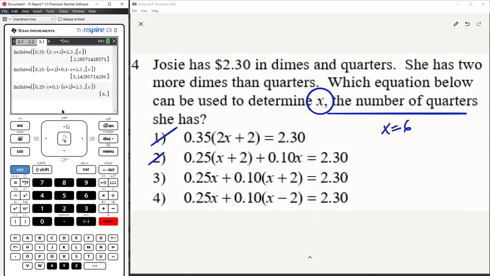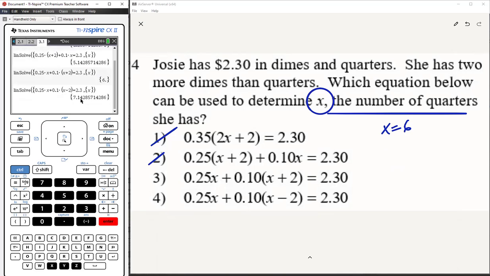I just want to do one more. In this case, I'm just going to copy this because the only difference between the two equations is that one has a plus 2, the other one has a minus. So I'm just going to come in here and make this a minus, and then press enter. And again, I know that number 3 is the answer because I have a decimal for the number of quarters, and that's not possible. So the only one that makes sense.